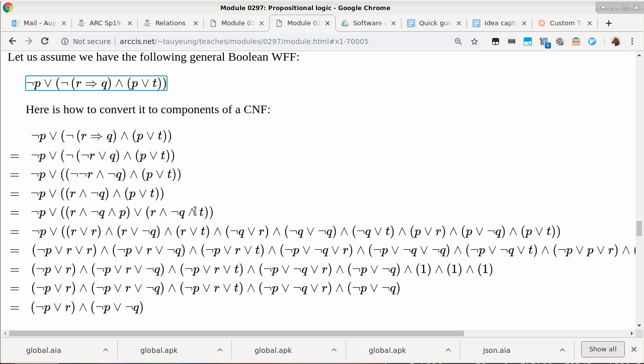Okay? So we'll start with the first and the second line. What is the change from the first line to the second line? Implication becomes not the first part or the second part. That's the definition of implication. So I personally like to get rid of implications first because then I only have the usual operators to deal with. What about from the second line to the third line? What did I do?